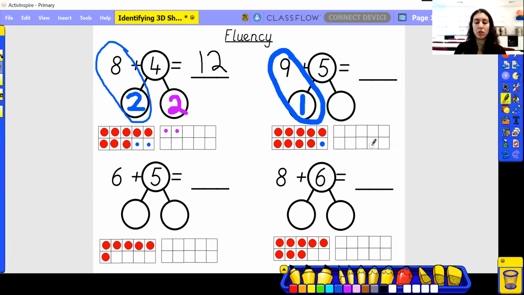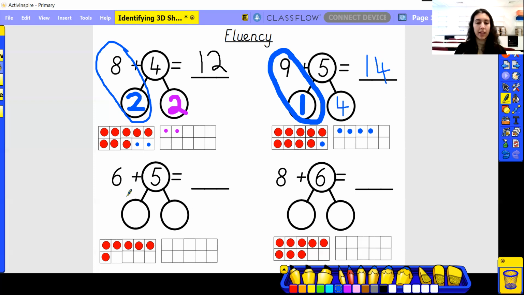So how many more do I need to add? Well, I've got to add 4 more. And you can see now that I've got 5 blue dots all together. But instead of adding that 5 all in one go, I added my 1 to make 10, and then 10 plus 4 equals 14. Super well done.